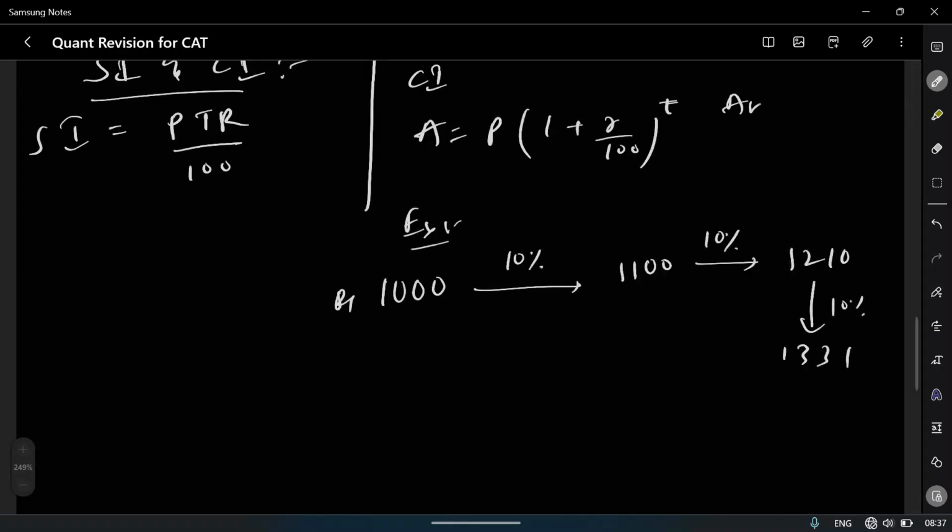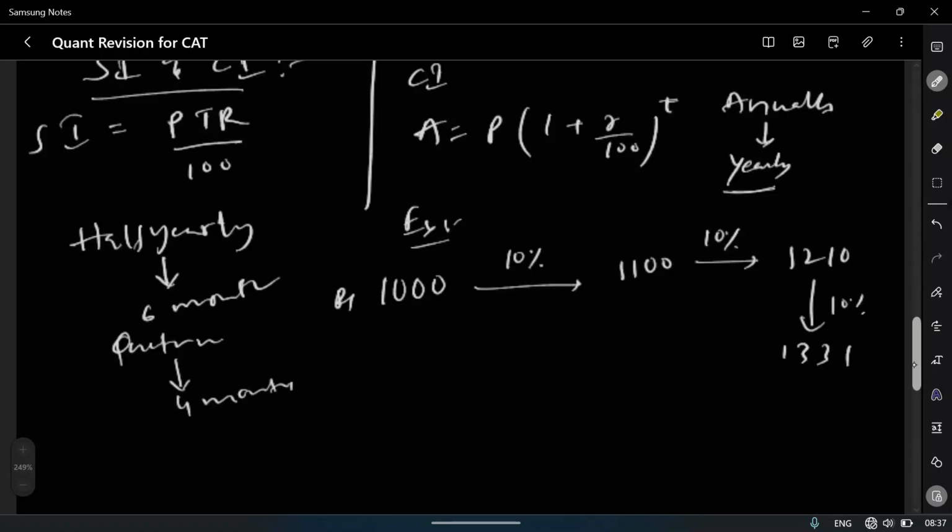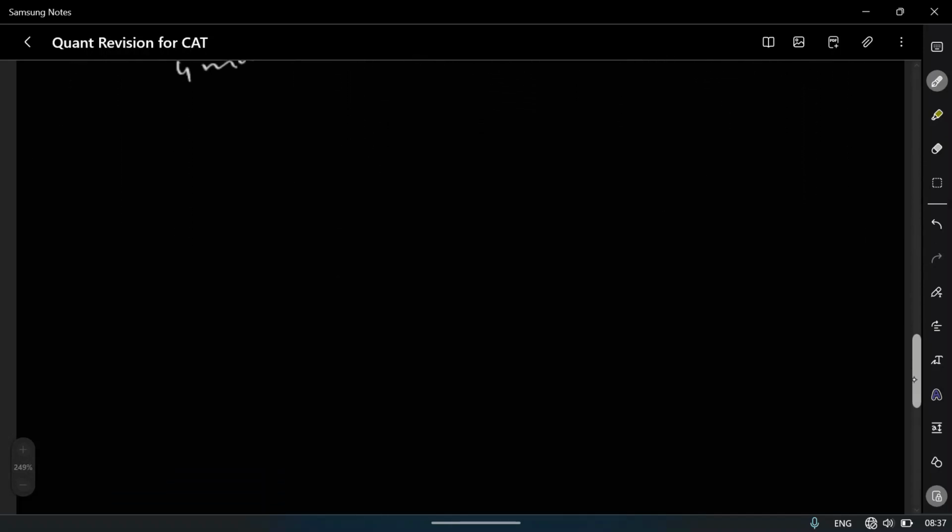Compounding annually means yearly. If in the question it is given that compounded half yearly, that means every 6 months, and compounded quarterly means it is compounded every 4 months. I will take an example and I will explain.